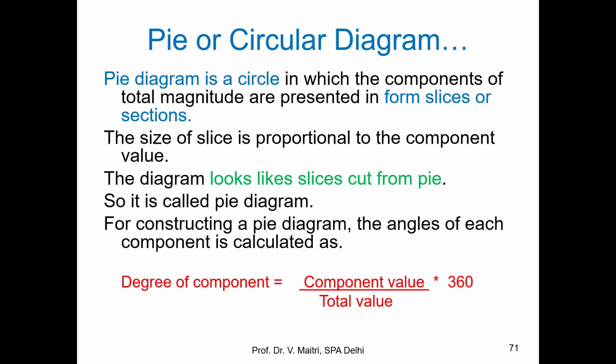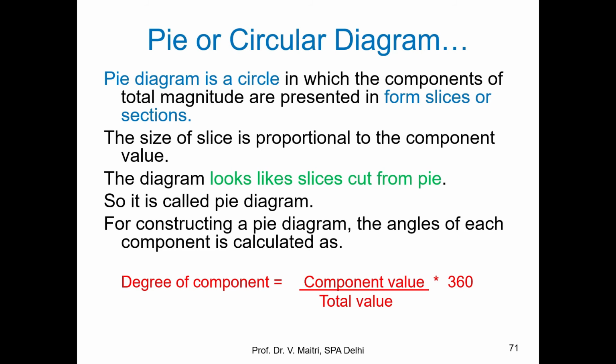Pie or circular diagram. This is the more important one. Mostly we use it in planning. It is nothing but presenting data in the form of slices or sections of a big circular diagram, where we draw the pie. It looks like slices cut out from a circle. That's why its name is pie diagram.